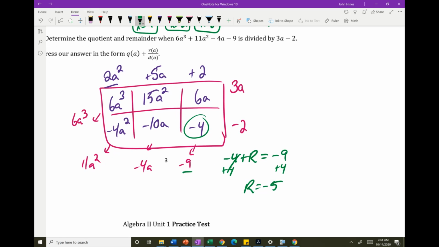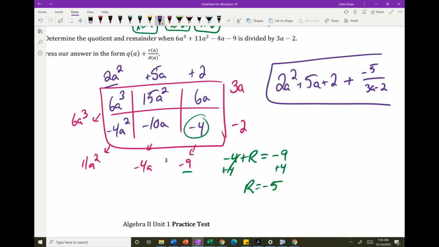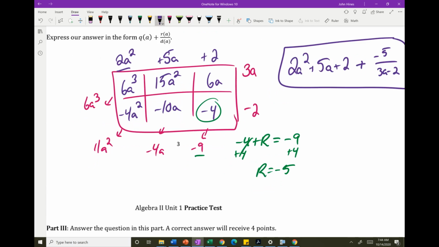So I have to make sure I write the answer in the correct way. The answer is 2a squared plus 5a plus 2 plus I have that fractional piece that didn't divide out, -5 over 3a minus 2. Quotient plus remainder over divisor. Make sure you're writing your answers in that correct form.